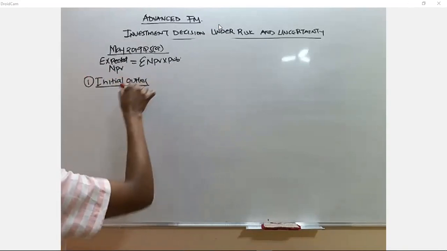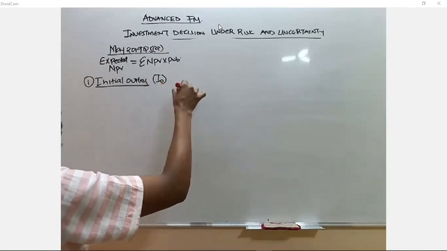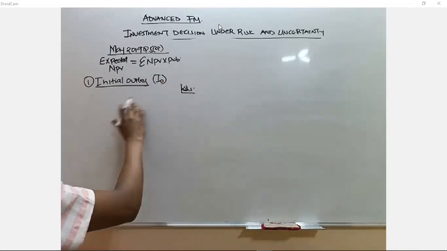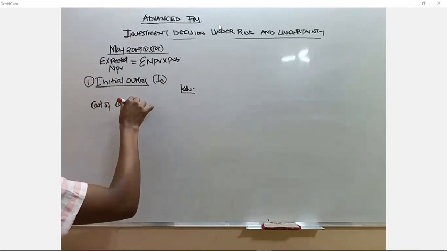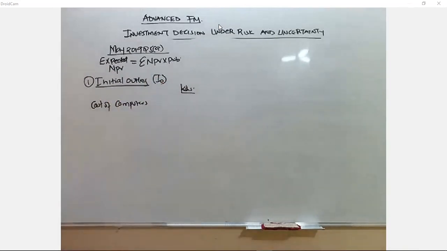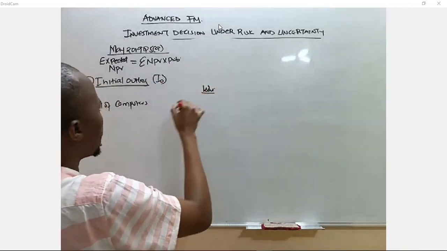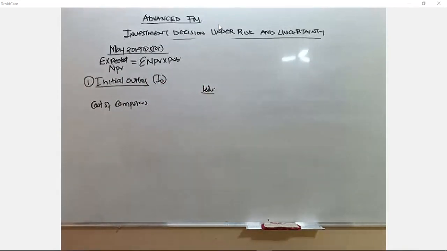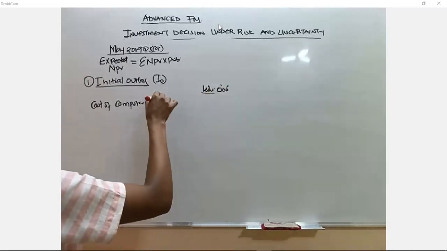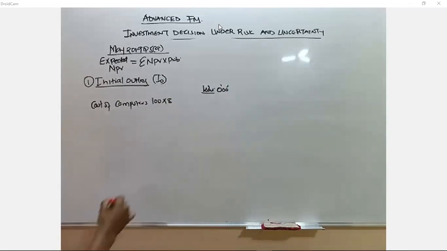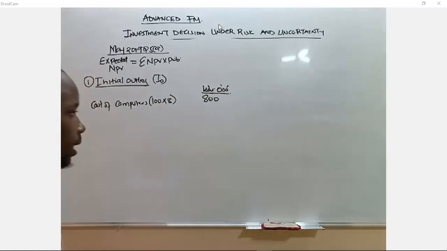How can I get our initial outlay? We have our Kenya shillings here. The first thing we look at is the cost of computers. In the question, we are told that one computer is going to cost us 100,000. Let me limit here to thousands. One computer costs 100, and we are purchasing 8 computers. So what are we getting at the end of the day? We are getting 800,000.